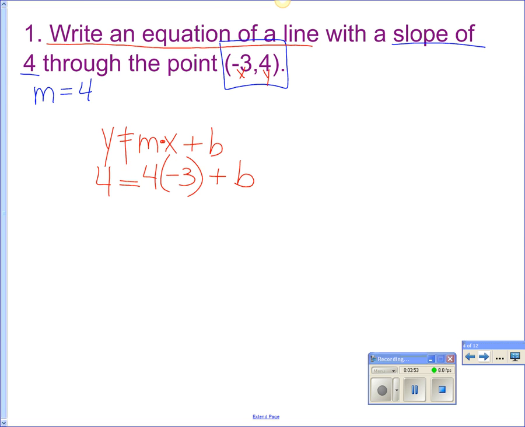So draw your line through your equals like we always do. Draw your line through your equals and circle b. Today, we're going to find out what b is. B is your y-intercept. That's what we're finding out today. Okay, you do parentheses first. So 4 times -3. Okay, so I'm going to put -12 plus b.